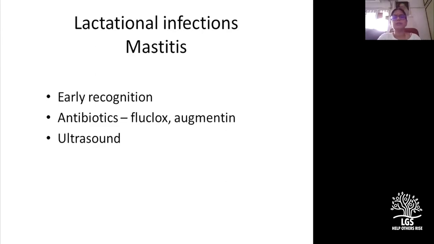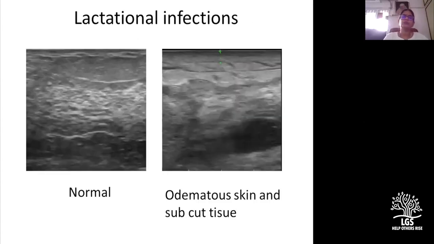So even if you have a normal ultrasound, ask her to come back in a day or two again to review clinically as well as do an ultrasound. So if there is a suggestion of an abscess formation, then you can deal with it quickly rather than letting it form a bigger abscess cavity, destroying more breast tissue. So that is important. So if you see, this is a normal ultrasound.